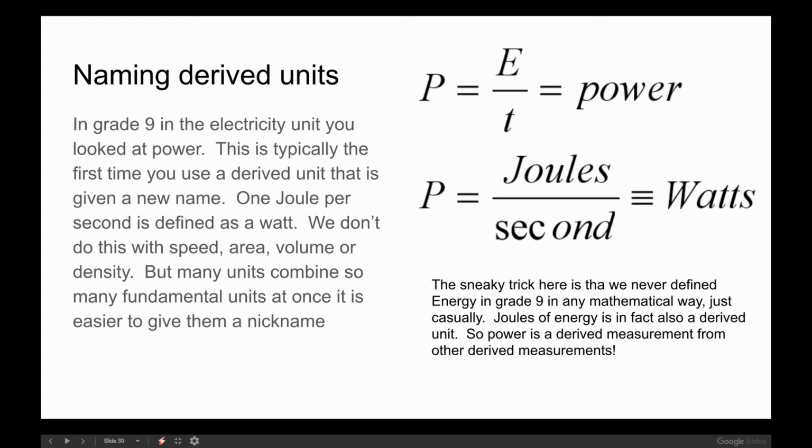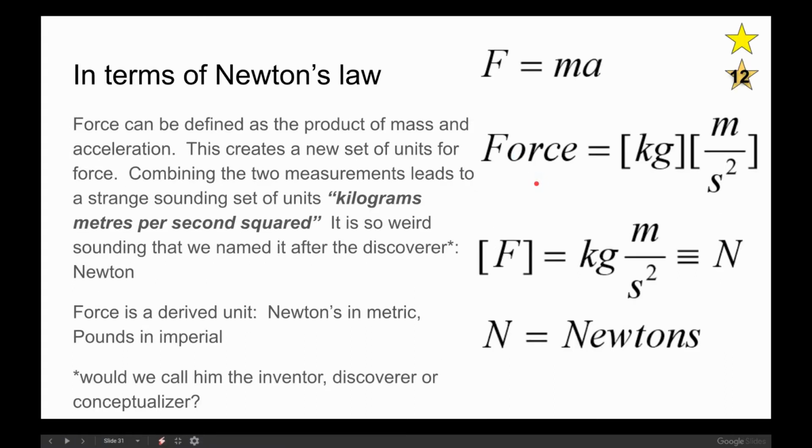Example, voltage, after Alessandro Volta. Watt, after James Watt. Amperes. These are hiding fundamental units. So power is joules per second, and joules itself is not a fundamental unit. We start sneaking in bundles of units by giving them a name. And in terms of Newton's law, if I say what are the units of force, we get kilogram meter per second squared. By definition, that is a Newton. So when you see Newton, we expect you to be able to write out what it actually is hiding. It's hiding a kilogram meter per second squared.